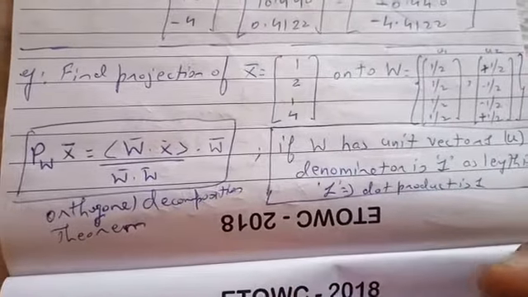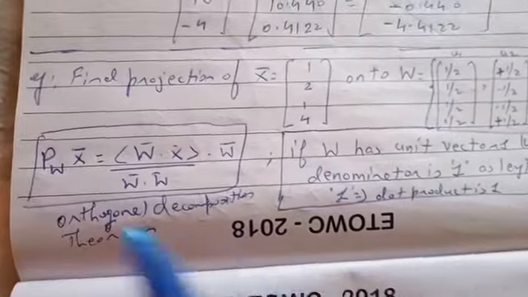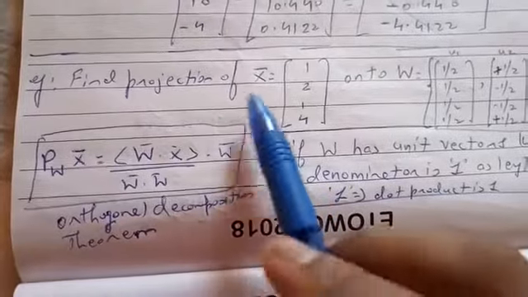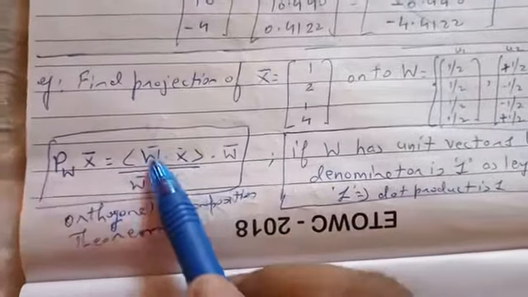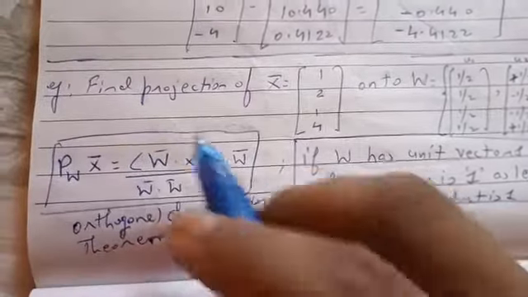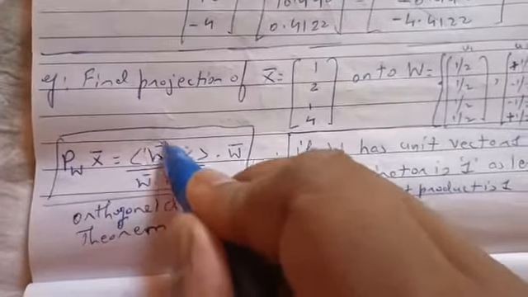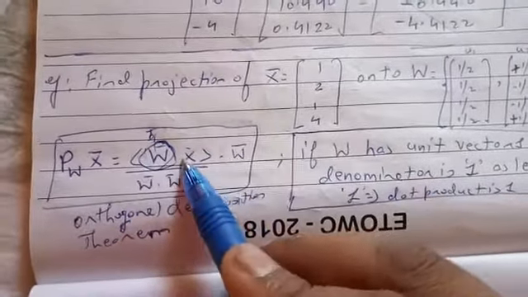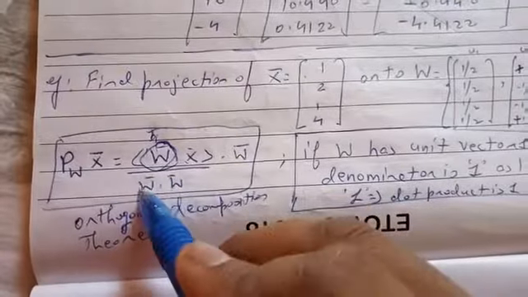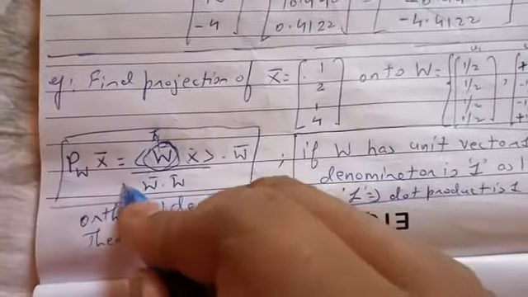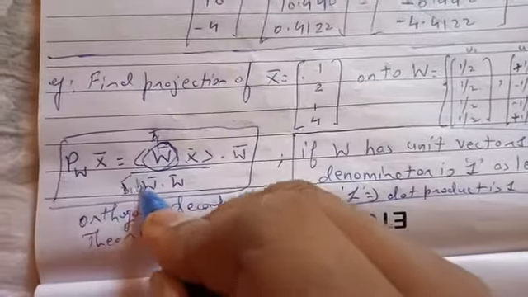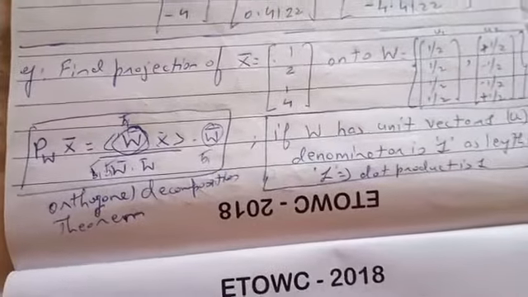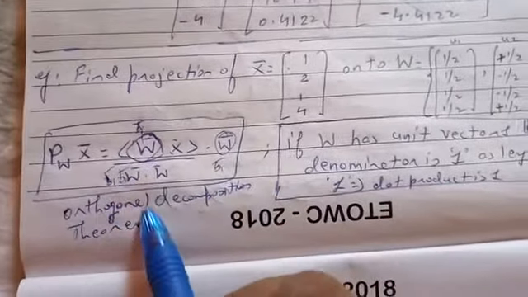Now we'll use the orthogonal decomposition theorem, which says that the projection of x bar on W is nothing but we'll take the basis. I've written W here, but actually this should be the basis. If you take basis 1, this W turns out to be B1 bar. If you take basis 2, this will be B2 bar. Then B1 bar dot x bar, divided by B1 bar dot B1 bar, multiplied by B1 bar. So this is the equation for the orthogonal decomposition theorem.